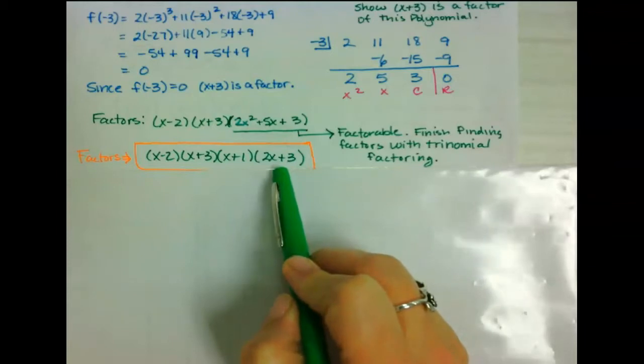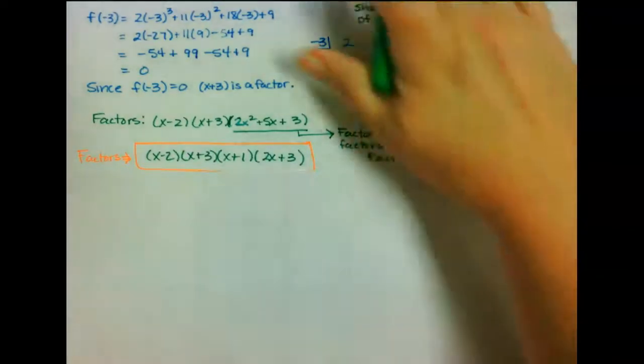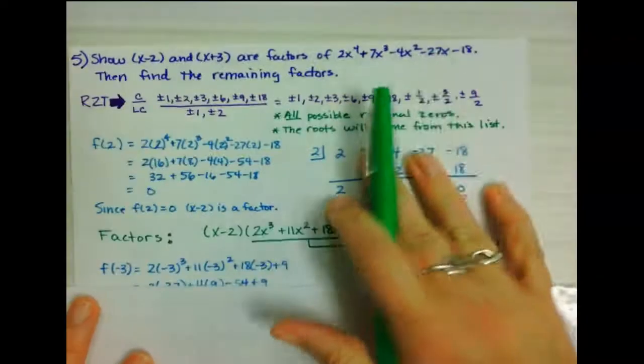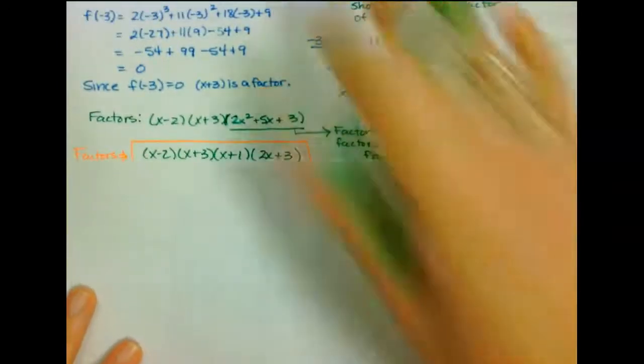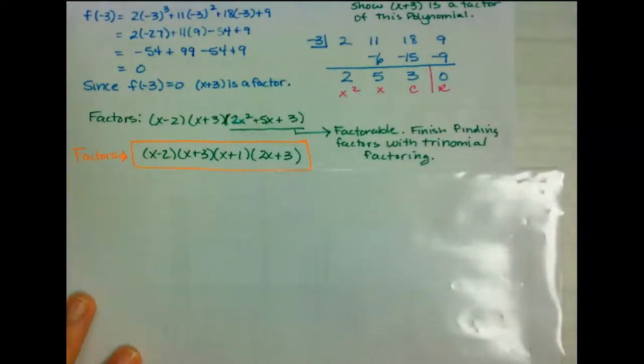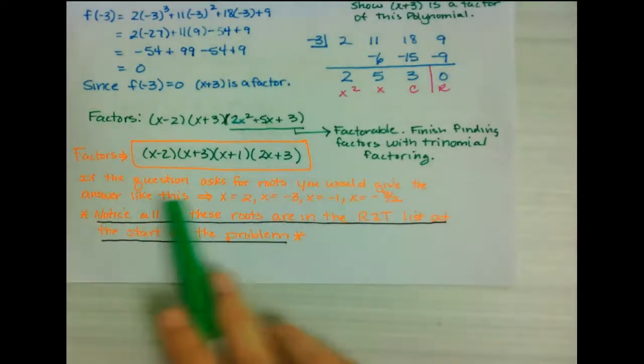So remember last time we talked about if it was in factor form, we could check the degree. So that's 1, 2, 3, 4 when we add them up. And if we look at the problem in the beginning, it had a degree of 4, which means I should have 4 answers. And that could be a combination of complex and imaginary, or all being real, or a combination of both. So this question asks for the roots.